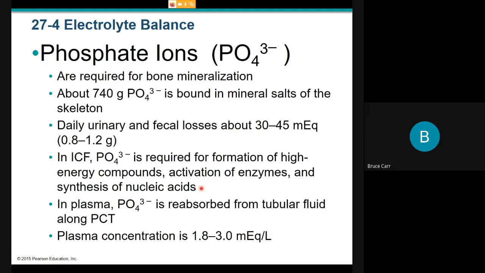So it's basically in the plasma, reabsorbed from the tubular fluid along the proximal convoluted tubule. Again, you know, that PCT, we talked about filtration and then an immediate reclamation of those things that are essential to us. So we've already seen several of these: magnesium, phosphate, sodium, effectively reabsorbed early in that urine-making process.